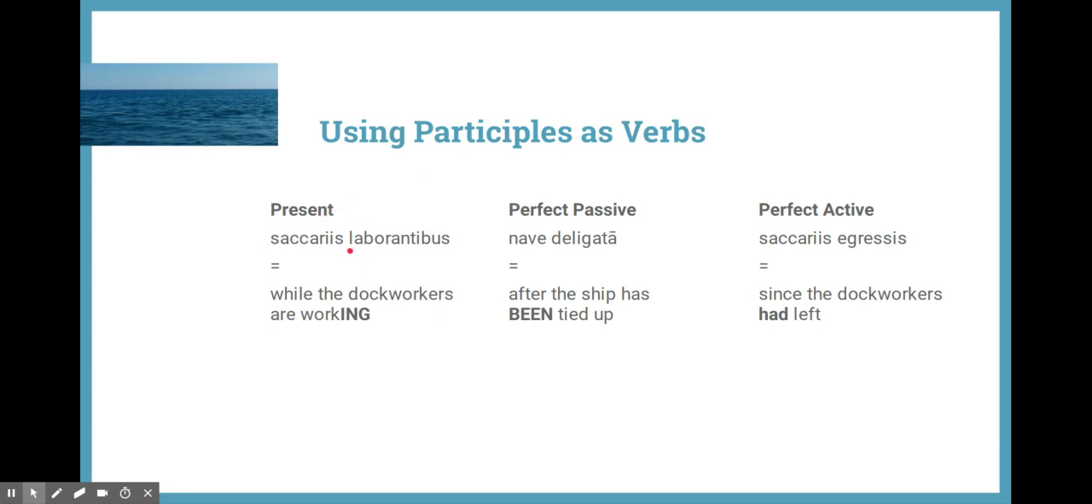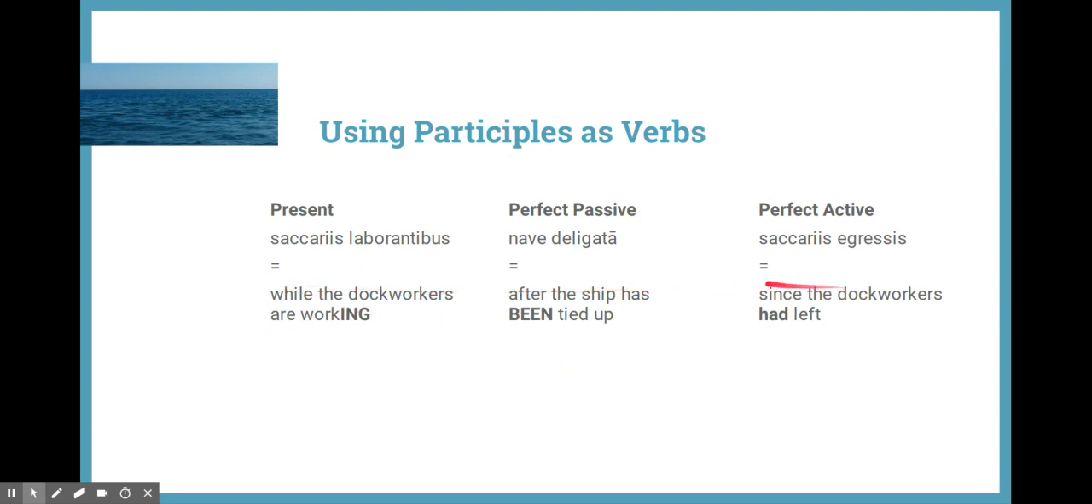Sacariis laborantibus, while the dock workers are working. You could also, depending on the context of the rest of the sentence, say while the dock workers were working. A perfect passive participle, again, starts with the noun, but then it makes sure that the verb happened to the noun and it already happened in the past, after the ship has been tied up. A perfect active participle, again, starts with the noun in the translation, and then the participle is something that the noun did, since the dock workers had left.